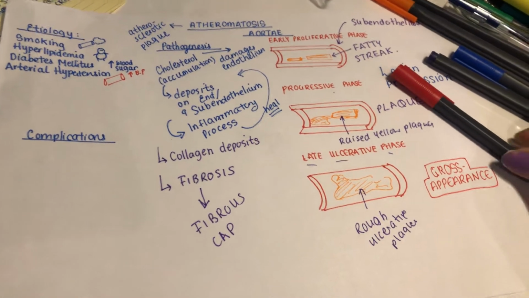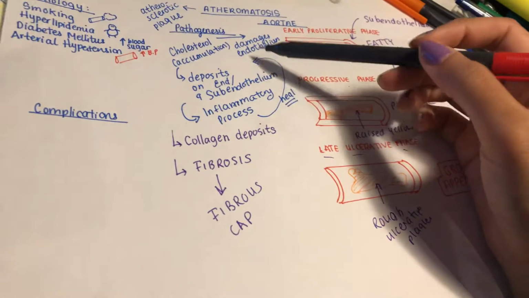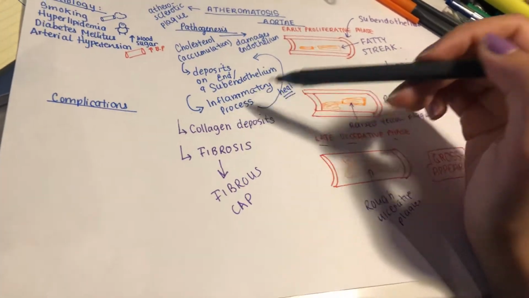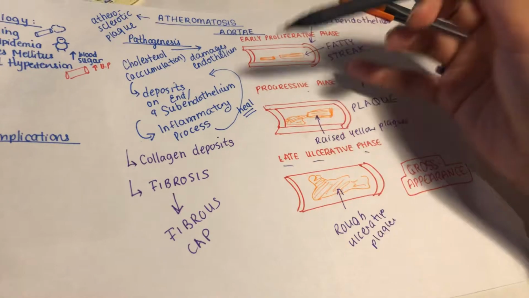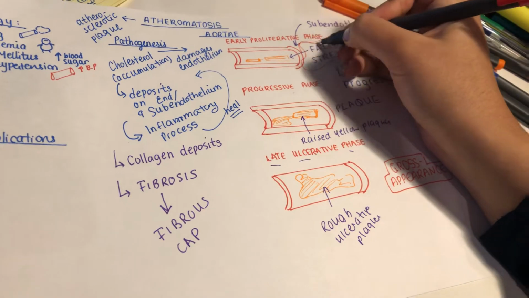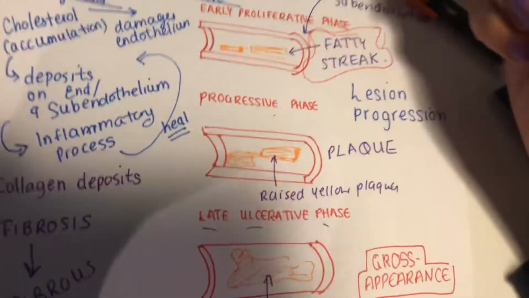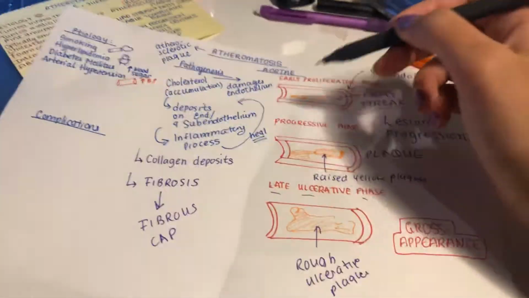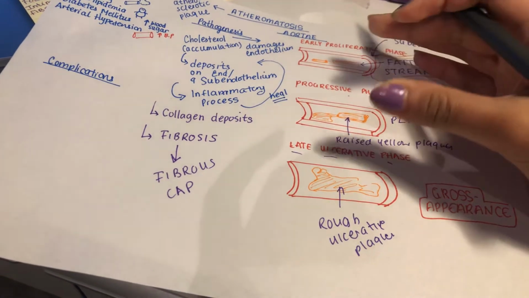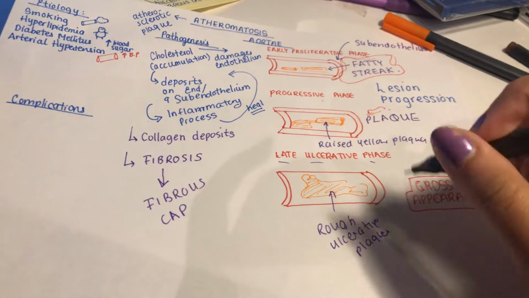So we discussed how the atherosclerotic plaque actually forms and how it deposits onto the subendothelium. Initially, because it damages the endothelium, the inflammatory process will kick in. Then we discussed lesion progression: initially the cholesterol deposits form a fatty streak, which has a pale yellowish, faded-looking appearance. Then fibrosis kicks in to form the fibrous cap of the cholesterol plaque. Then you have the plaque, and after that a roughened or ulcerative plaque.